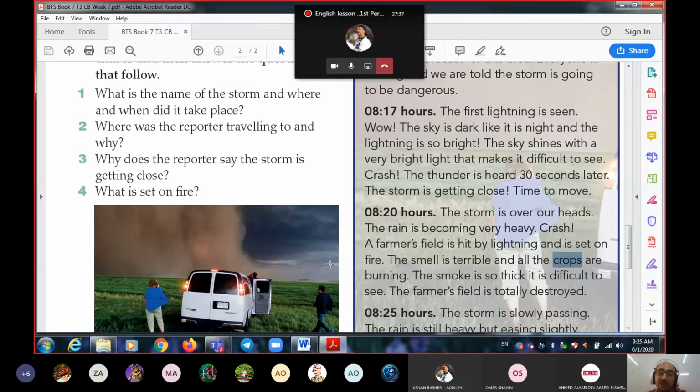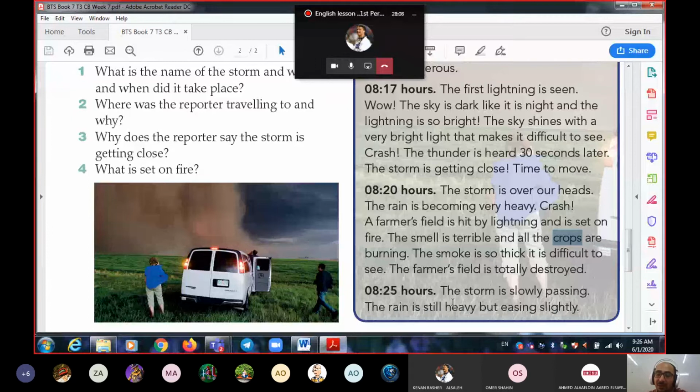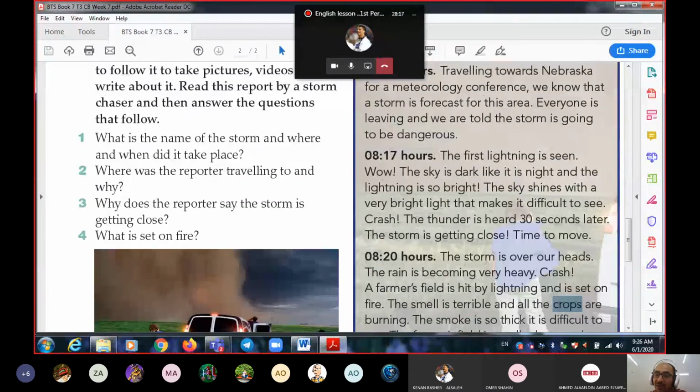Crops, things that we can find, or food, or production of farms, like wheat, like rice. Teacher, yes, in Arabic, but we're trying to find its meaning in English. It's better for us. So the production of fields, the production of farms are called what? Crops. Are burning. The smoke is so thick, it's difficult to see. The farmer's field is totally destroyed. 8:25 hours, the storm is slowly passing. The rain is still heavy, but easing slightly.